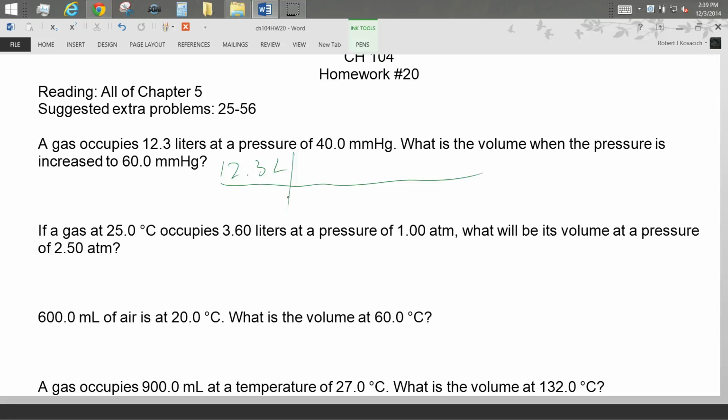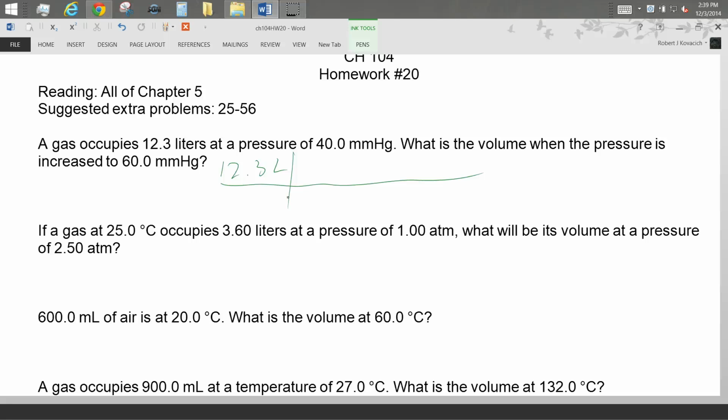So I've got a gas. This gas is a certain size, and it's at 40 millimeters of mercury. And the pressure increases to 60 millimeters of mercury. So what's going to happen to this gas's size if you increase the pressure on it? It'll decrease. This is Boyle's law. They're inversely proportional. Easiest way to think about it is I have a gas, it's this big, I squish it. What happens to it? It gets smaller.